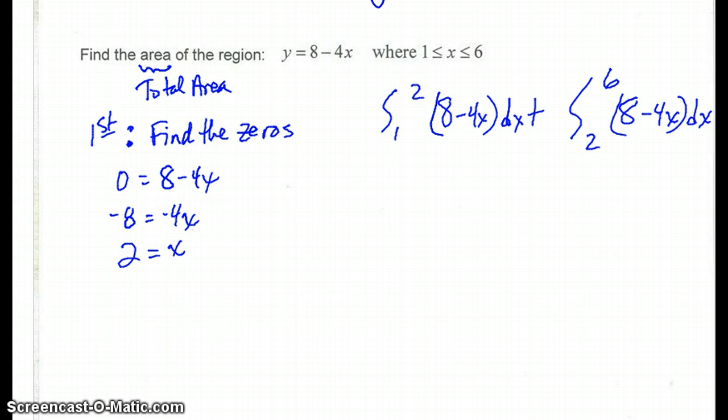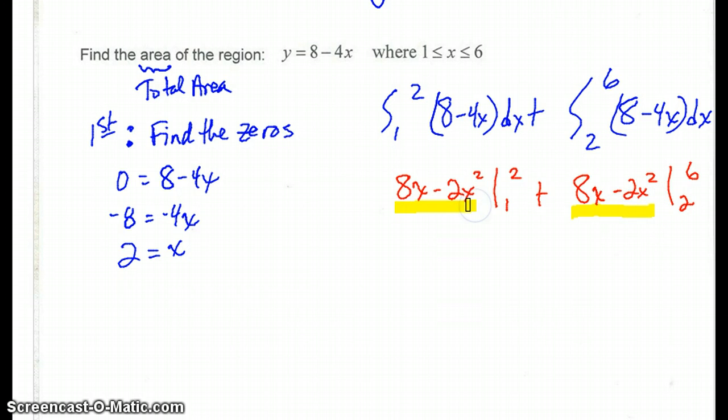By doing this, we have divided up one side is negative, one side is positive, and we know once we calculate this, we can find the absolute value of whatever numerical values we have and add them so that we have the total area. Therefore, let's go ahead and integrate, and we will get 8x minus 2x squared from 1 to 2 plus 8x minus 2x squared from 2 to 6. Please note that we get the same exact function when we integrate.